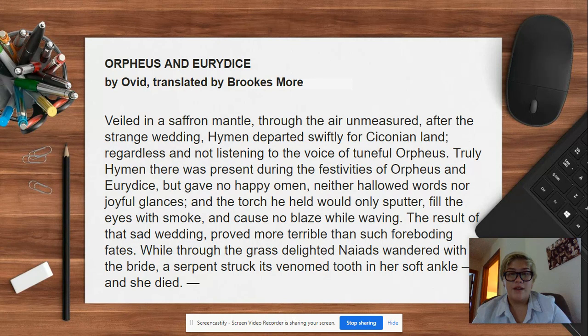put it together. So after this whole paragraph, my summary of it is a few words long. There was a wedding between Orpheus and Eurydice. It was sad. Eurydice died. There you go. Now this paragraph uses way more words, and those words may be important, but let's continue reading.